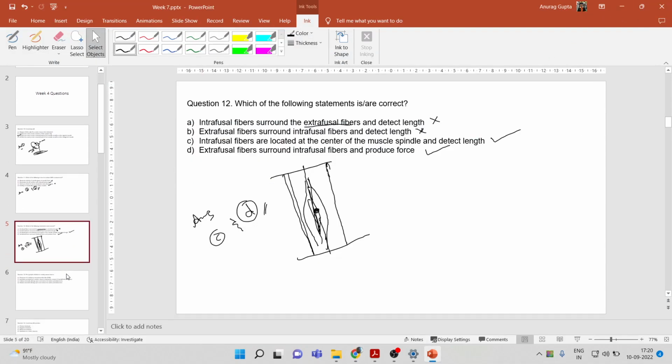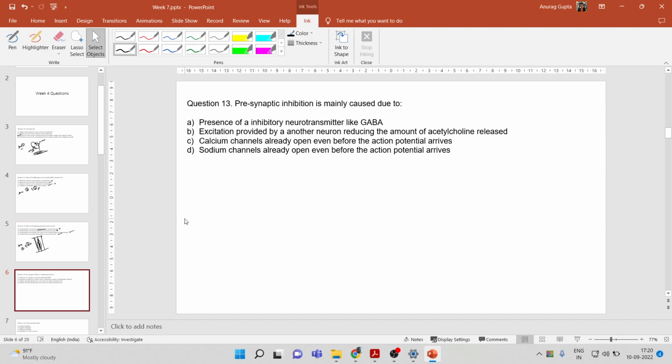Okay, moving on to the next question. Presynaptic inhibition is mainly caused due to: A, presence of inhibitory neurotransmitters like GABA; B, excitation provided by another neuron, reducing the amount of acetylcholine released; C, calcium channels already open even before the action potential arrives; or D, sodium channels already open even before the action potential arrives. Again, I'll give 30 seconds to answer this.